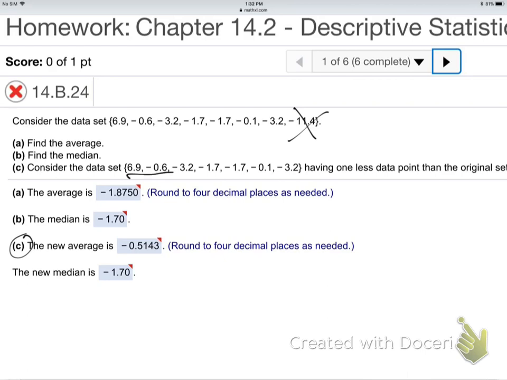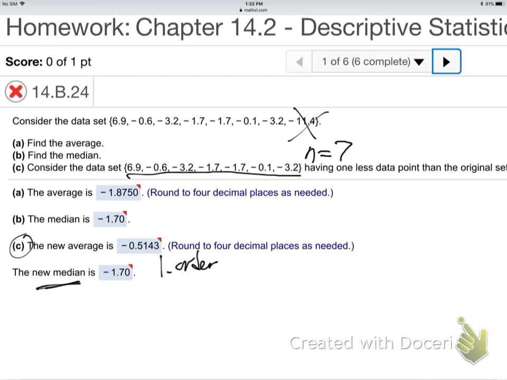And so the new data set on part C has one less number. It only has seven numbers. And they're saying, all right, what's the average? You could add them up and divide. Let's do the median thing again. I just want to do that one. So if I was to do the new median, how would I figure the new median? Well, I'd have to put them in order. Remember, step one is put them in order from lowest to highest.